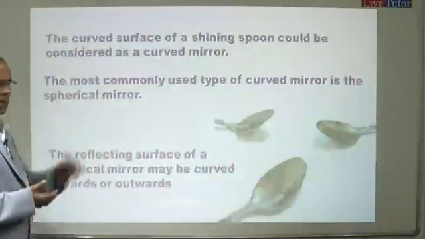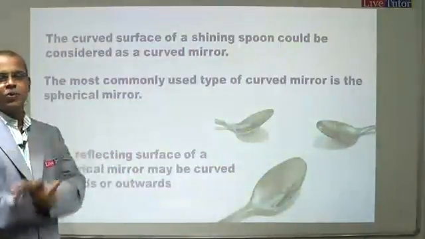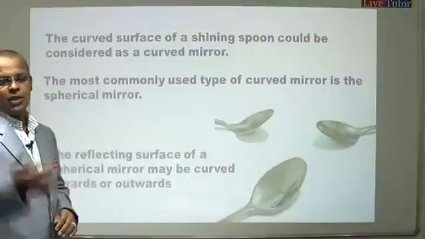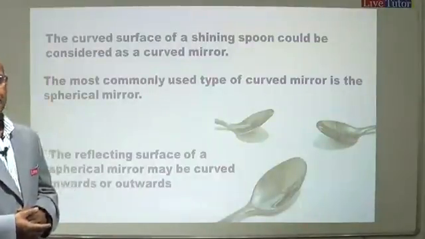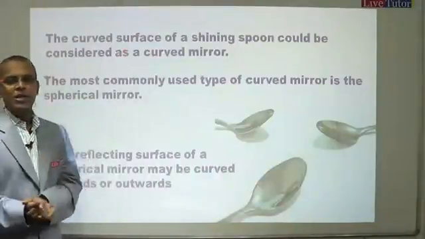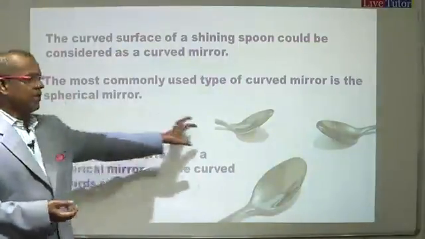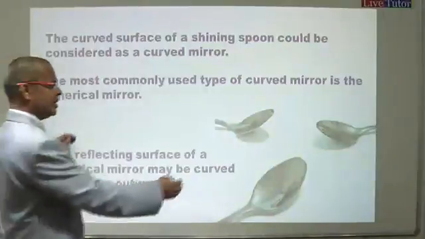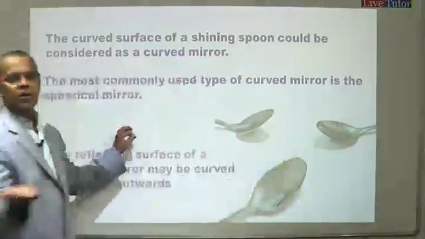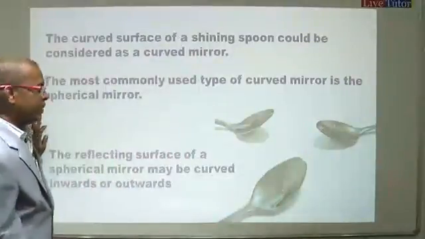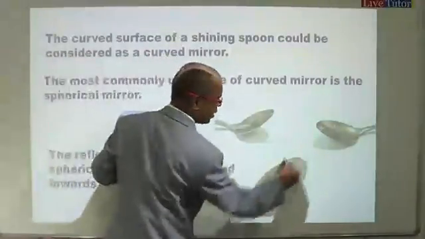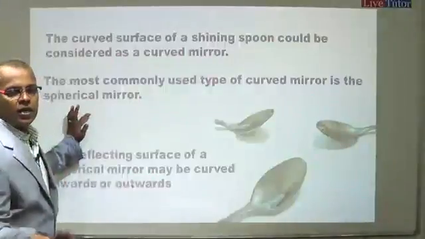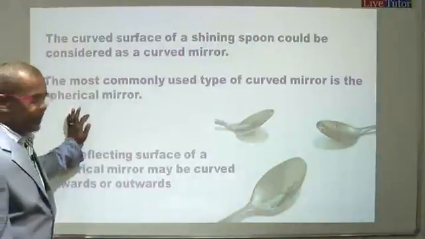Now, you can compare the curved surface of a shining spoon to a curved mirror, because it is a reflecting surface. If it reflects totally with a coating behind, then we can call it a mirror. The most commonly used type of curved mirror is the spherical mirror. The reflecting surface of the spherical mirror may be curved inward or curved outward. That means the reflecting surface can be coated inside or outside. In both cases, the reflecting surface can be coated.